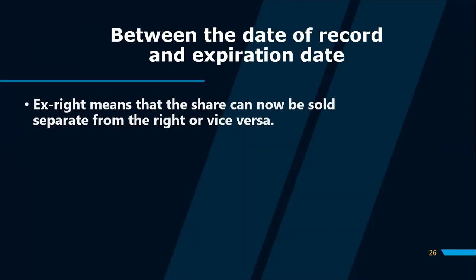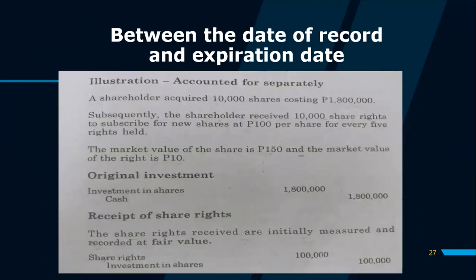So if between the date of record and expiration date, we have the X right, it means that the right can now be sold separate from the share, or vice versa. To illustrate, under accounted for separately, if a shareholder acquired 10,000 shares costing 1.8 million, subsequently the shareholder received 10,000 share rights to subscribe for new shares at 100 a share for every 5 rights held. The market value for the share is 150 and the market value of the right is 10.